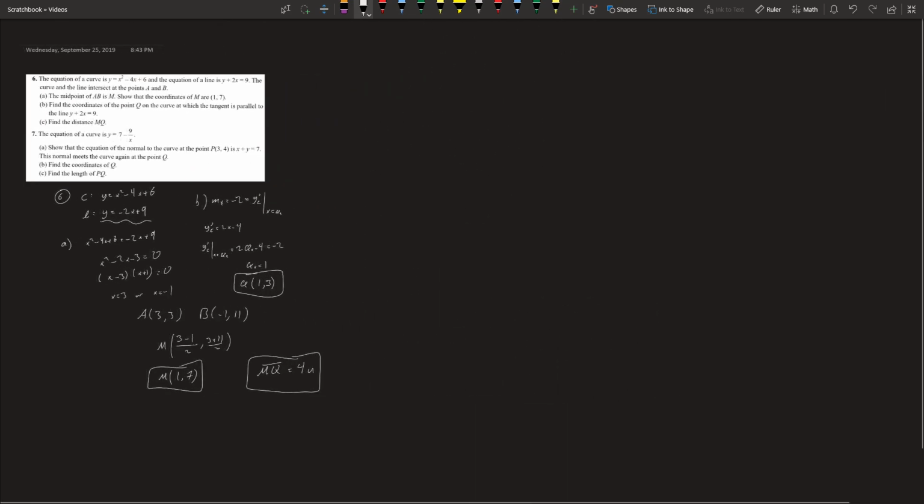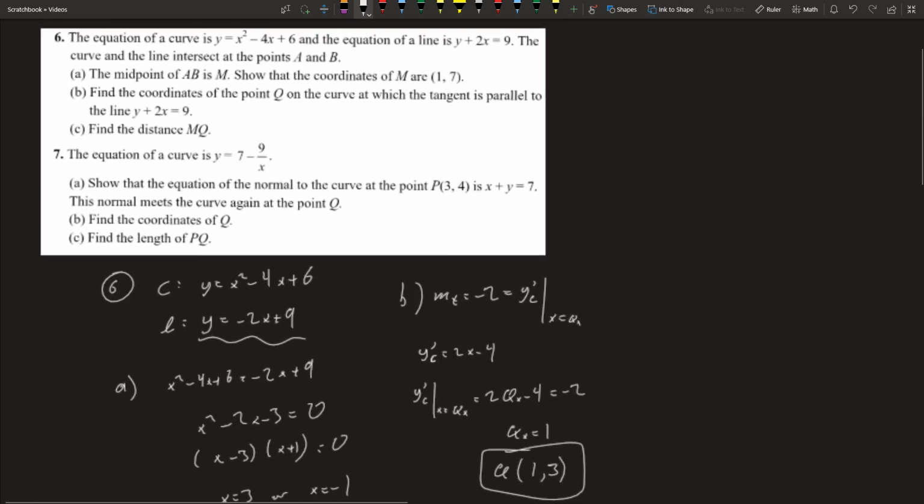Now for question 7, the equation of the curve is y equals 7 minus 9 over x. Show that the equation of the normal to the curve at the point P is x plus y equals 7. This normal meets the curve again at the point Q. Okay, we need to find the normal, right? Finding the normal means finding the tangent and then changing the slope somehow.